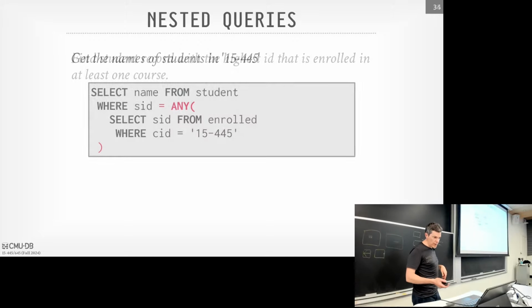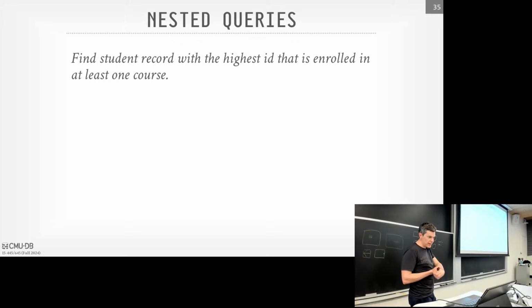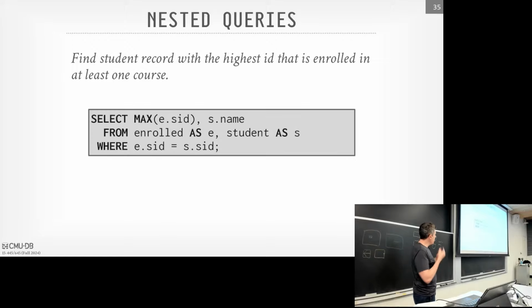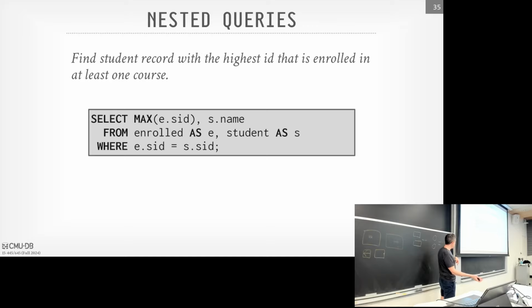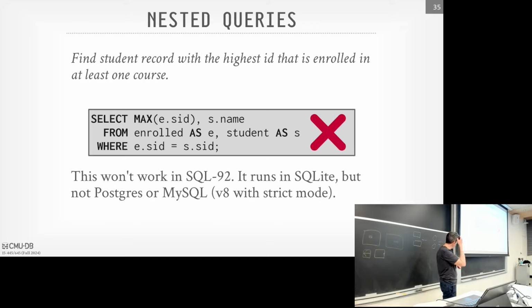So let's now do something more complicated. Let's try to say, find the student record with the highest ID that has enrolled in at least one course. Again, you wouldn't be able to do this easily in just regular SQL without nested queries, because you need to know that something at least exists in another set of tuples, right? So this query won't work in SQL-92 with strict mode, because I can't have this aggregate here and reference name without doing a group by. If I do a group by on name, that would be sort of meaningless. It doesn't give me what I want, right?